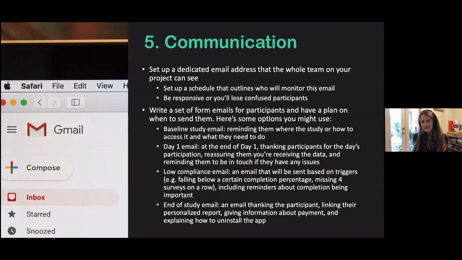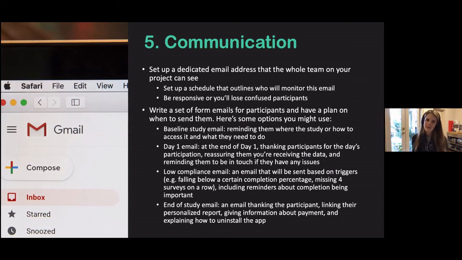We have low compliance emails that go out if they fall below a certain completion percentage or they miss a certain number of surveys in a row. It really depends on what your particular study looks like and what your participants are like, how you set this up. But it is good to have to try and get back in participants who may drift away from the study.